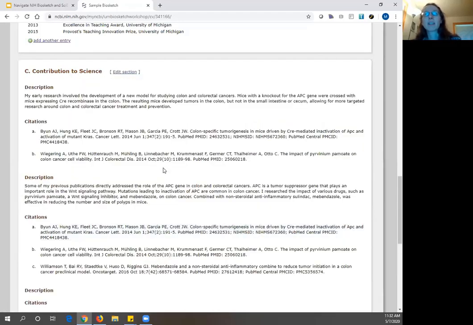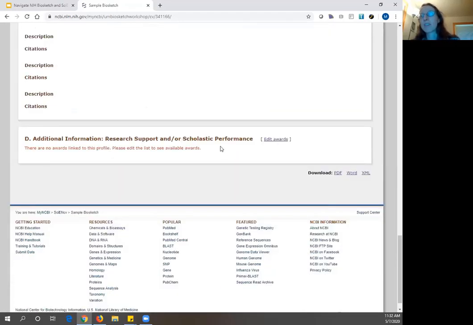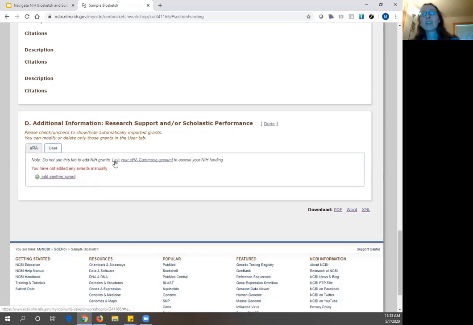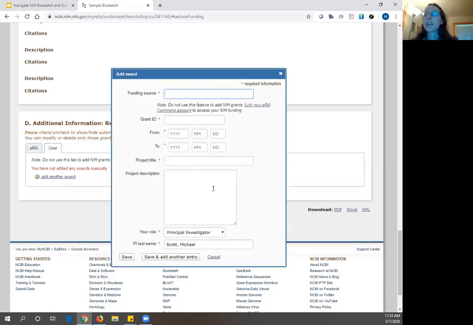And then that's going to bring us to the last section, which is the funding and awards. And if I click edit awards, you'll see there are two tabs, an ERA tab and a user tab. And so if I was linked up with my ERA Commons account, it would pull in all the grants in the ERA Commons account. And just like with the citations earlier, I just check the boxes next to the ones I want to include. If you have funding that's not in your ERA Commons account, or you don't have an ERA Commons account, you can click the user tab and click add another award. And again, it's just a form. You fill out the form, and SciENcv will take it from there.